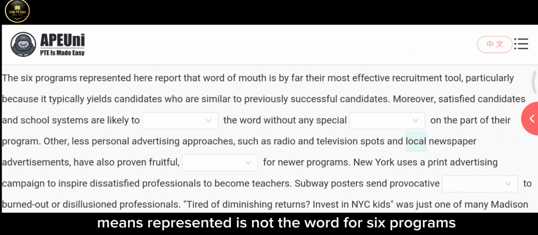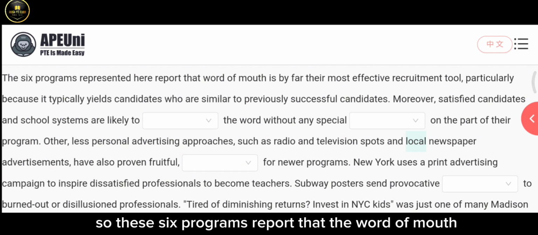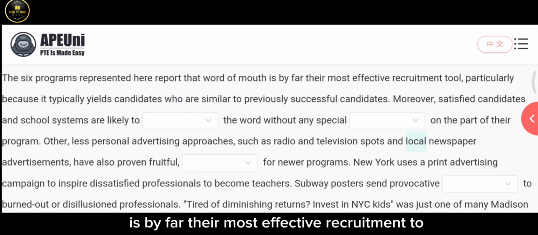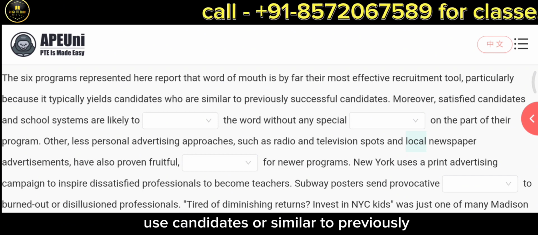Means represented is not the verb for 6 programs, it is the verb for which are, which is missing over here, and report that. So these 6 programs report that the word of mouth is by far their most effective recruitment tool. As you know, recruitment is to give somebody a job, particularly because it typically yields candidates who are similar to previously successful candidates.